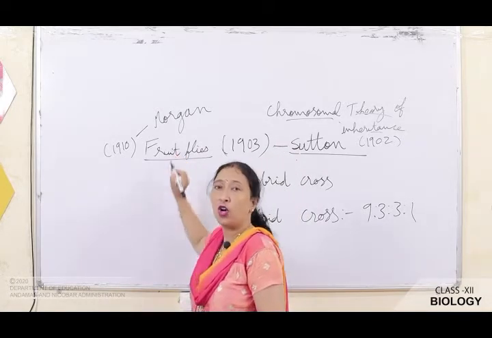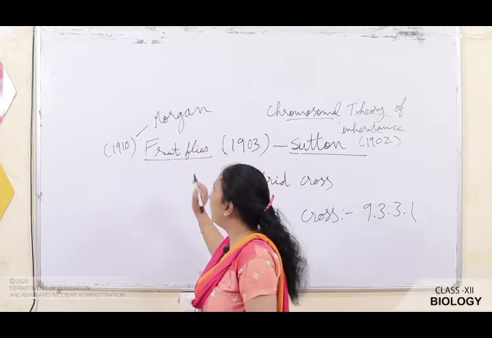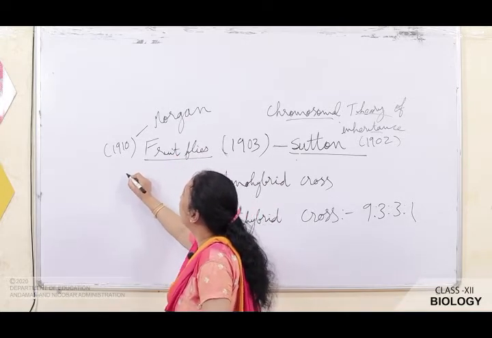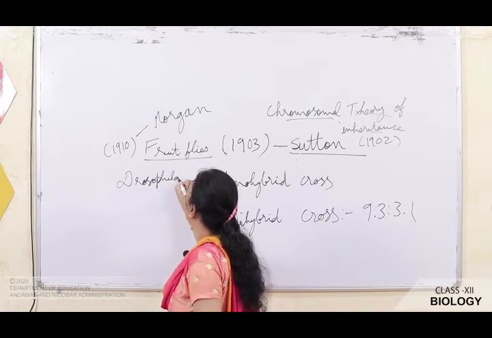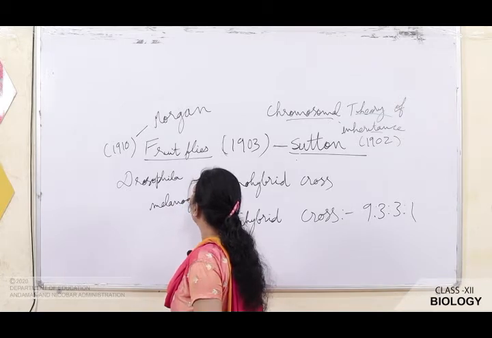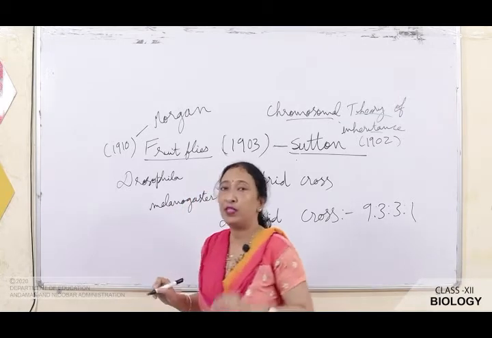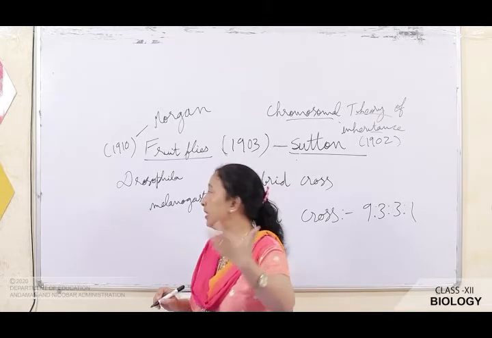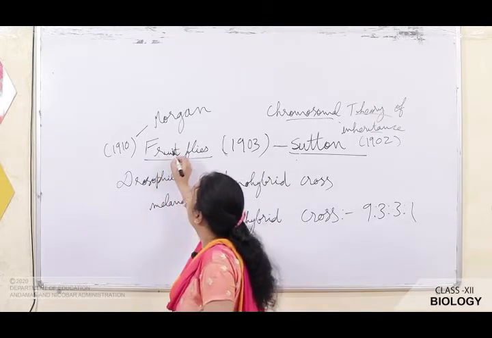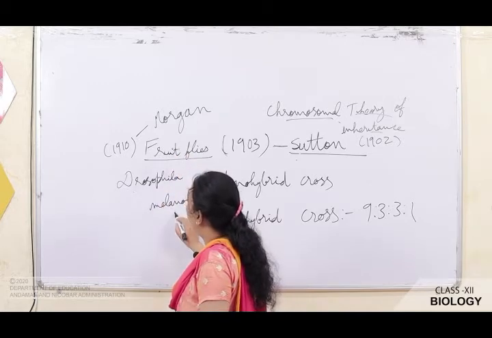So in fruit flies, what was observed? Fruit flies are also known as Drosophila. The scientific name for fruit fly is Drosophila melanogaster. That means black bellied dew lover, because they used to feed on dew. So that's why the name is Drosophila melanogaster.